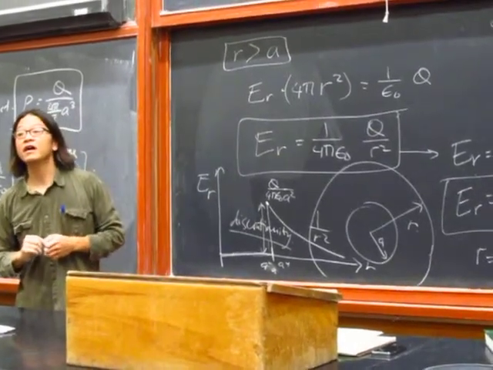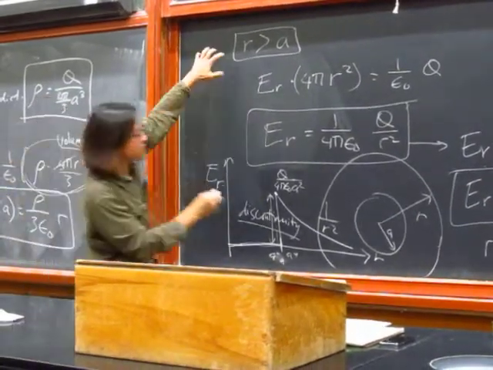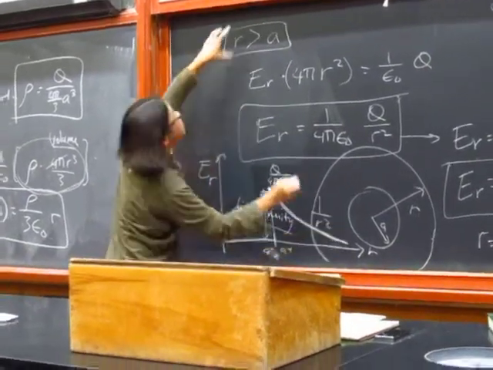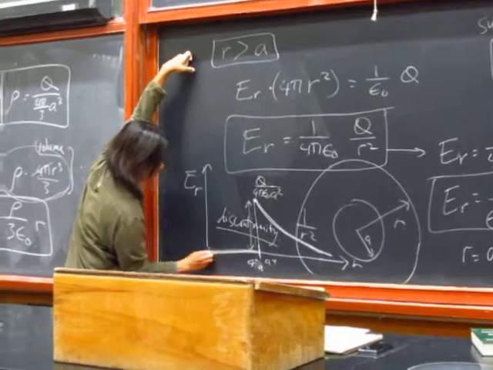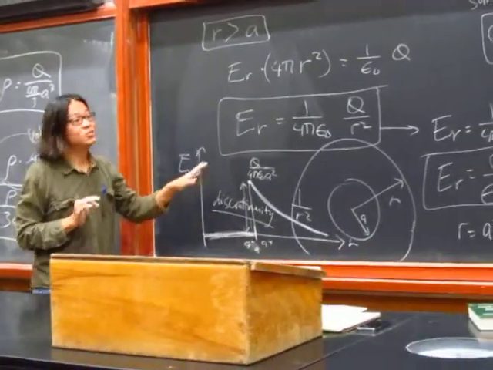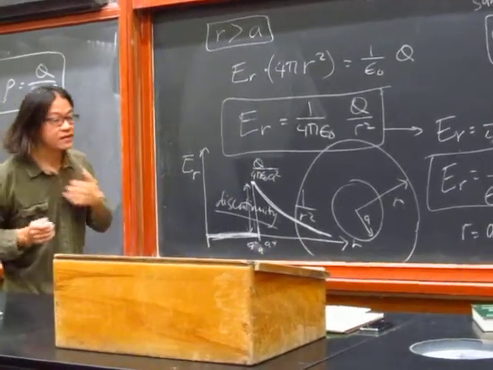Sorry? That's when r is greater than a. When r is greater than a, the field goes as 1 over r squared like that, right? But inside, it's actually 0. All this will become clear in the third example.